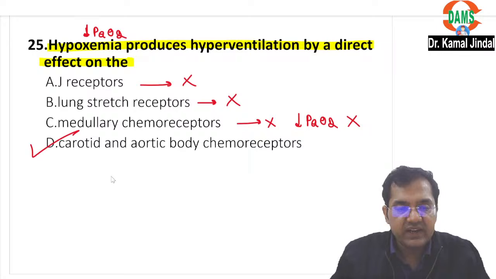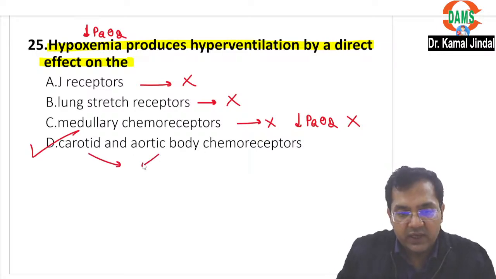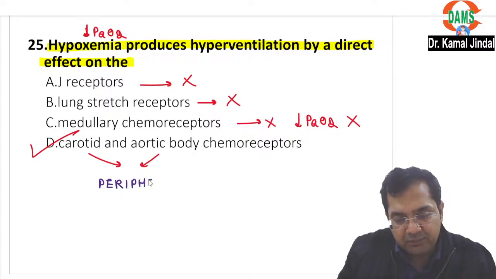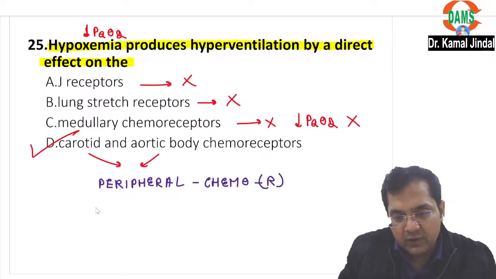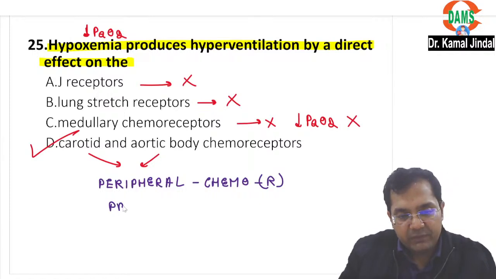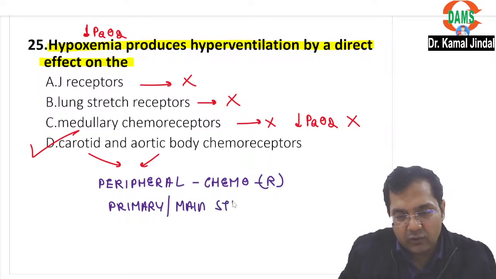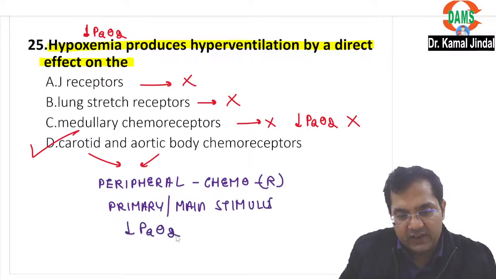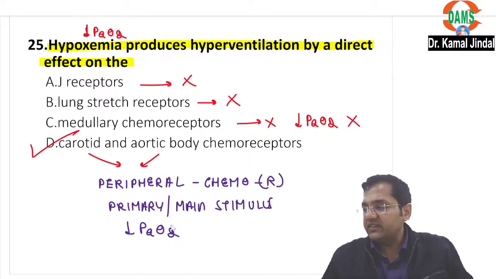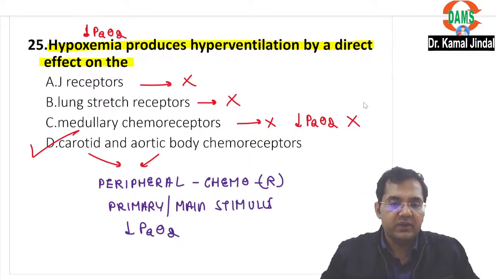The only correct answer is carotid and aortic body, which, mind you, we have just studied, are known by the term peripheral chemoreceptors. And remember, for peripheral chemoreceptors, the main stimulus is always hypoxia, a decrease in O2, right? So the only correct answer is carotid and aortic body chemoreceptors, right?